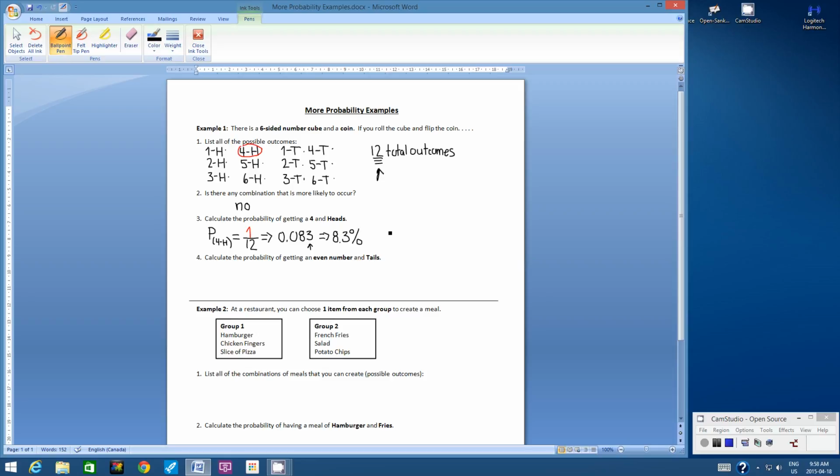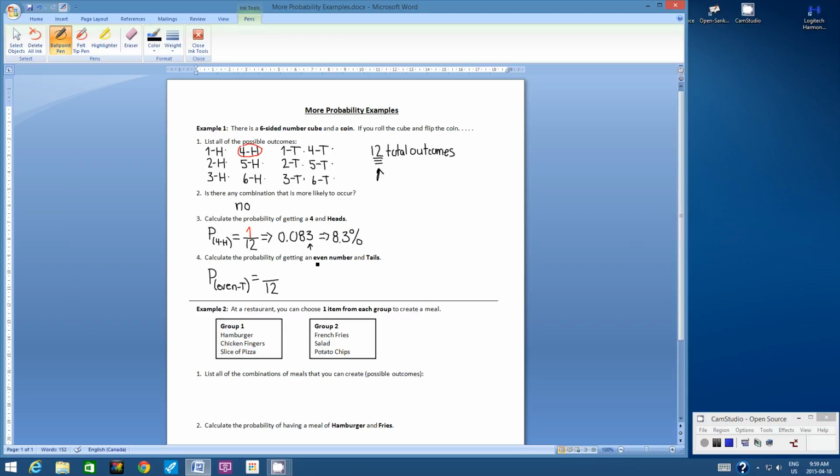All right, number 4. Calculate the probability of getting an even number and tails. Okay, so probability, even tails. So when we're writing out whatever probability we're calculating, you can just use the shortest form possible, even dash tails. Okay, so we know that the denominator is 12 because there are 12 possible outcomes.